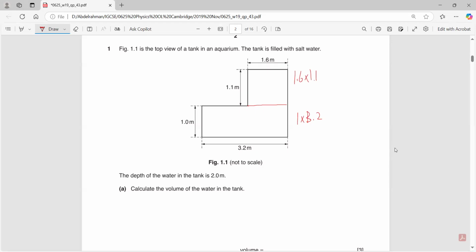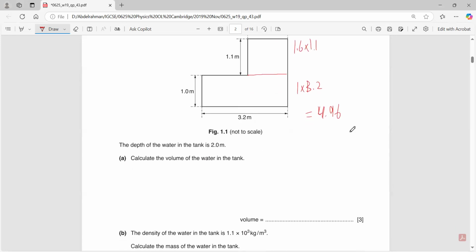This would give you a total area of 4.96. This is the total area. But then you need to multiply it by the depth to find the volume. So the volume would be the area times the depth, or the area times the height. 4.96 times the depth, which is 2, multiplied by 2. This would give you a total volume of 9.92 meters cubed.